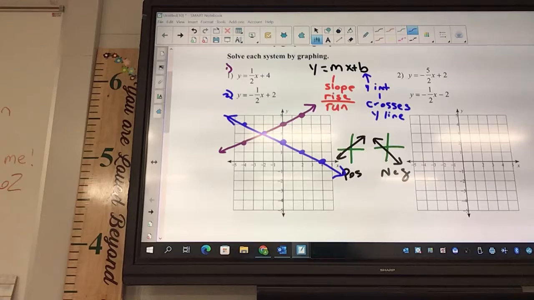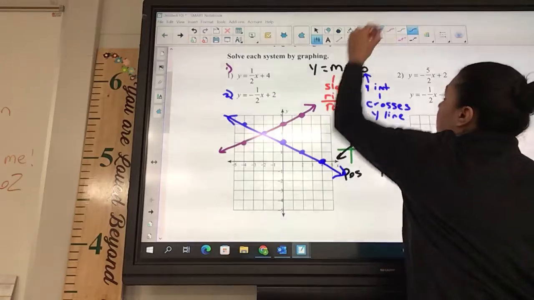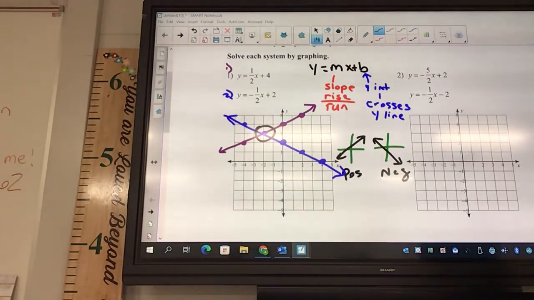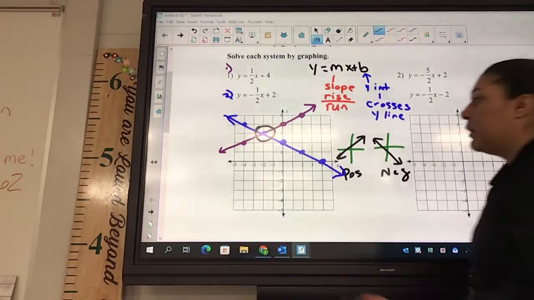Did those lines intersect? Yes, and they're supposed to. The intersection point is our solution. Our actual answer is going to be this one, but you need to write it in coordinate form. What are those coordinates? -2, 3.